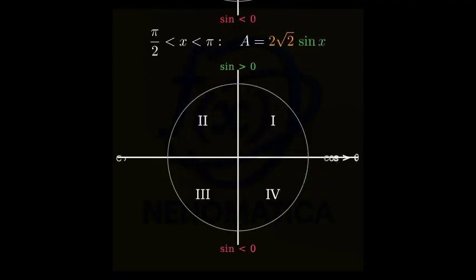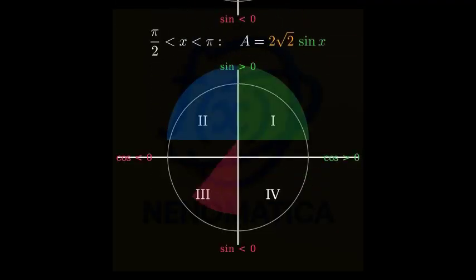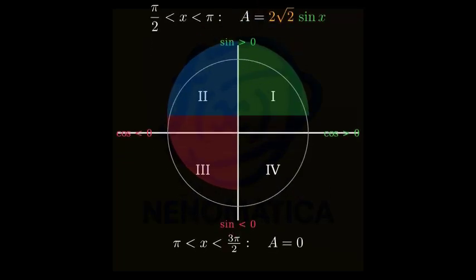Third quadrant, from pi to 3 pi over 2. Both sine and cosine are negative. Absolute cosine equals negative cosine, absolute sine equals negative sine. The positive and negative pieces cancel perfectly, so a equals 0.